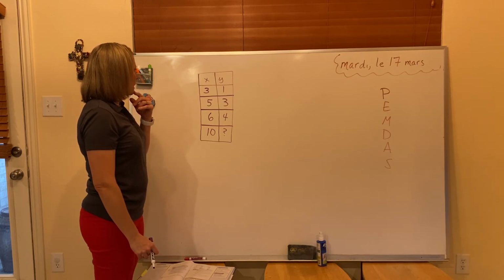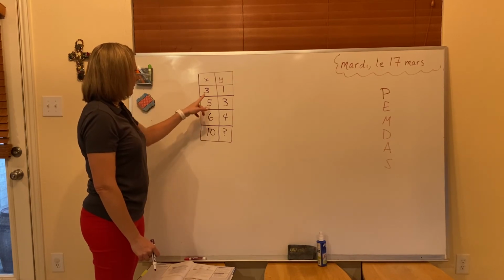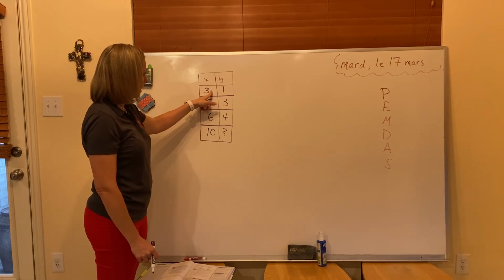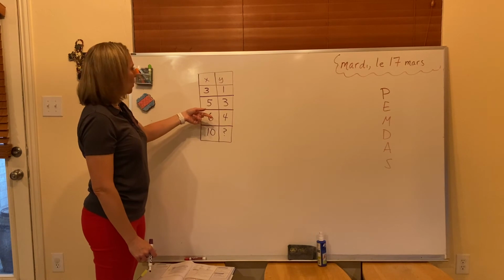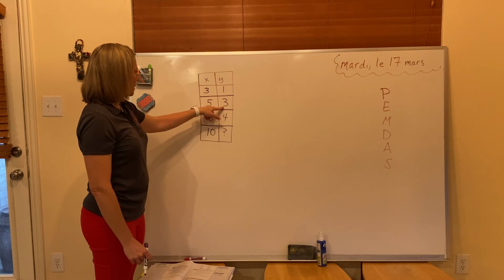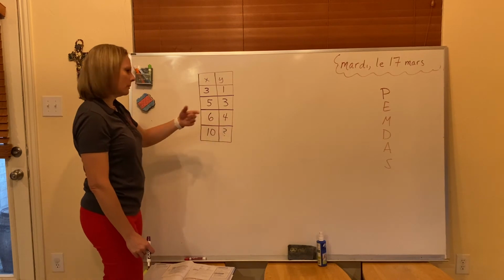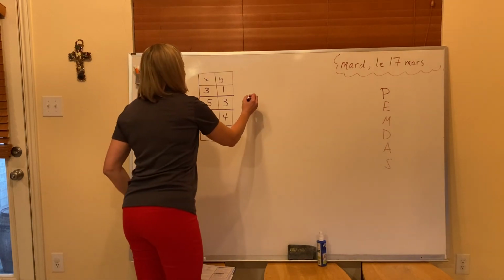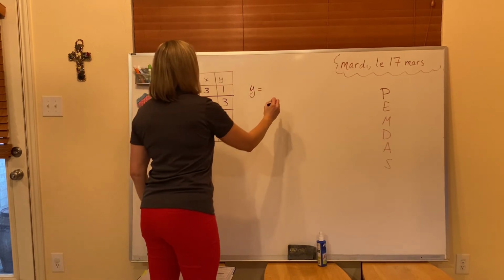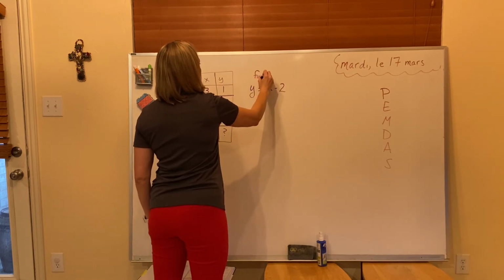What should we do with X to get to Y? Well, if I look at these 2 points, I would say we'd have to take away 2, right? 3 minus 2 is 1. Let's see if that rule works for the rest of them. 5 minus 2 is 3. Yes, that works. 6 minus 2 is 4. Okay, so we found the rule. So we can say that Y is equal to X minus 2. That's our function. That's our rule.